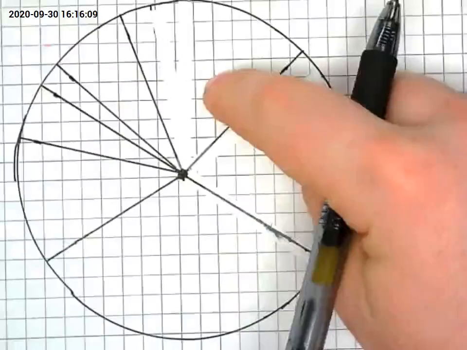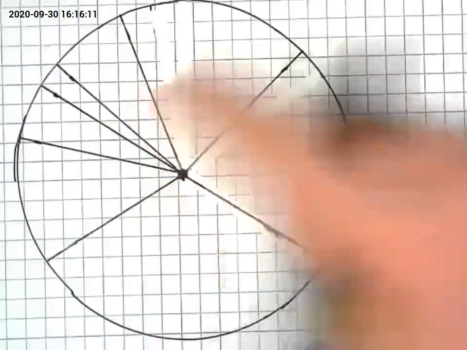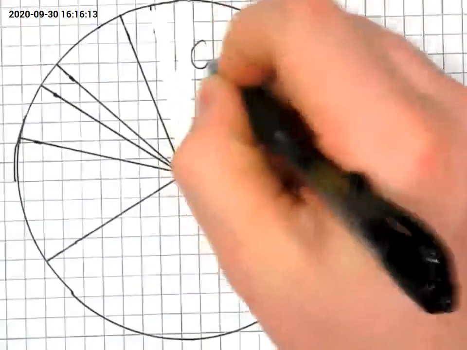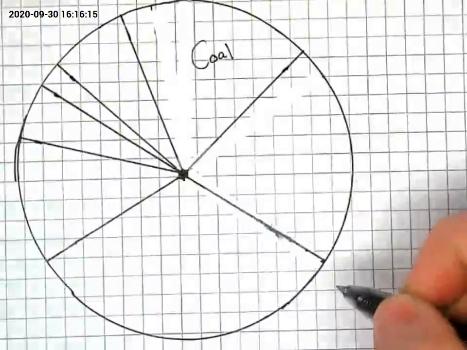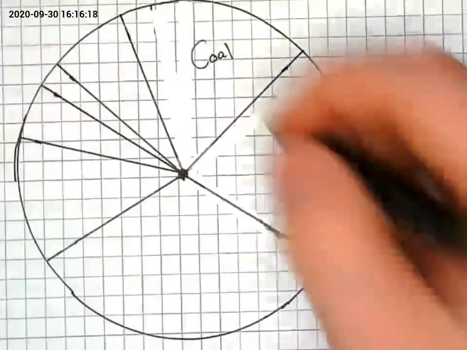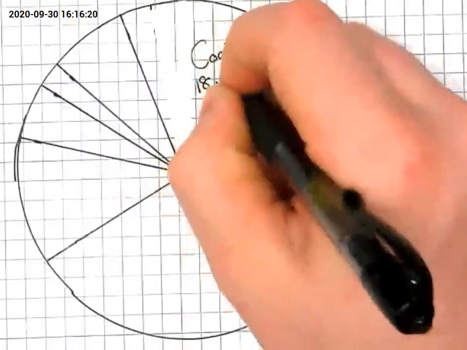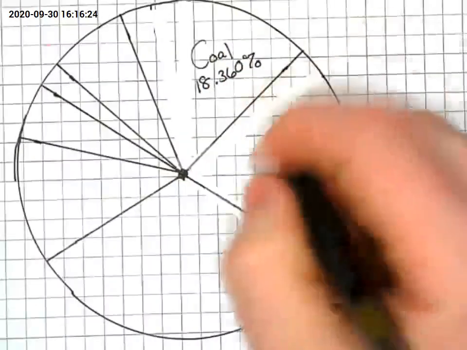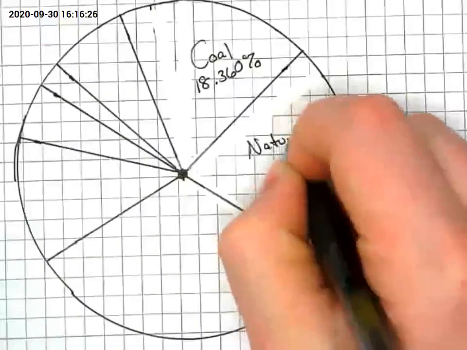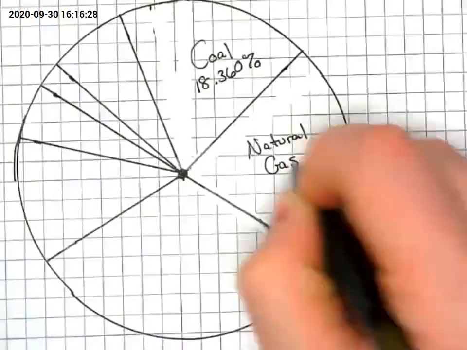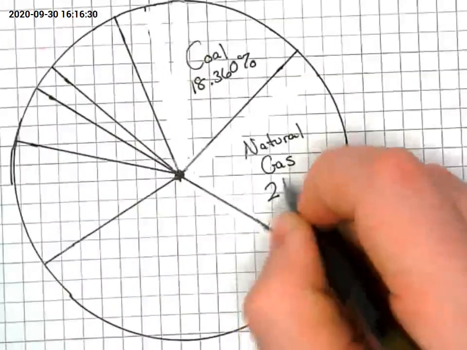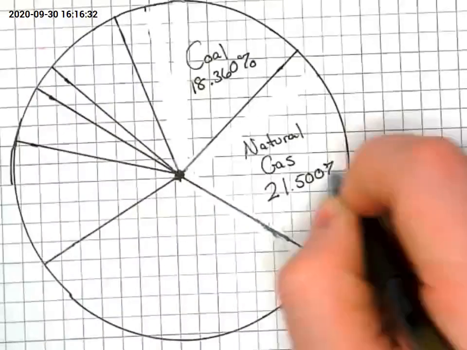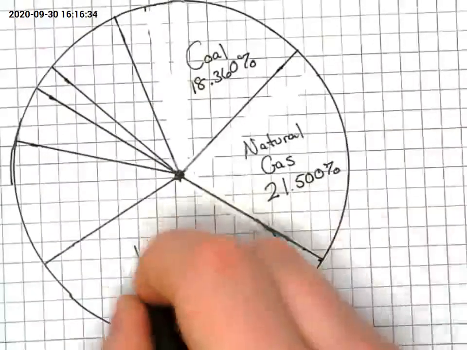Okay, now it's important to remember which one's which. So we started with coal, and then we worked our way around to biomass. So this one's going to be coal. So we're going to write in coal, and we're going to write in its percentage, which was 18.360%. The next one's going to be natural gas. So natural gas. And natural gas had 21.500%. And then we had petroleum.